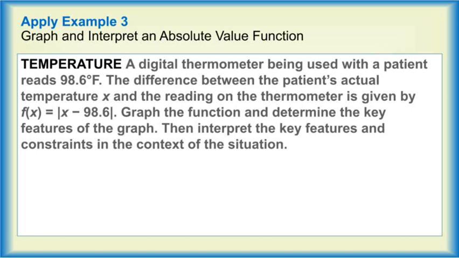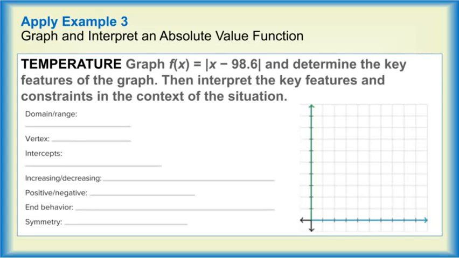So the first thing we're going to do is graph it. And we're only going to use quadrant 1 because I can only use positive temperatures. Somebody's not going to have a negative temperature. So based on what we have here, it's not going up or down. So the vertex didn't move up or down, but it did move to the right. It moved to the right 98.6 degrees.